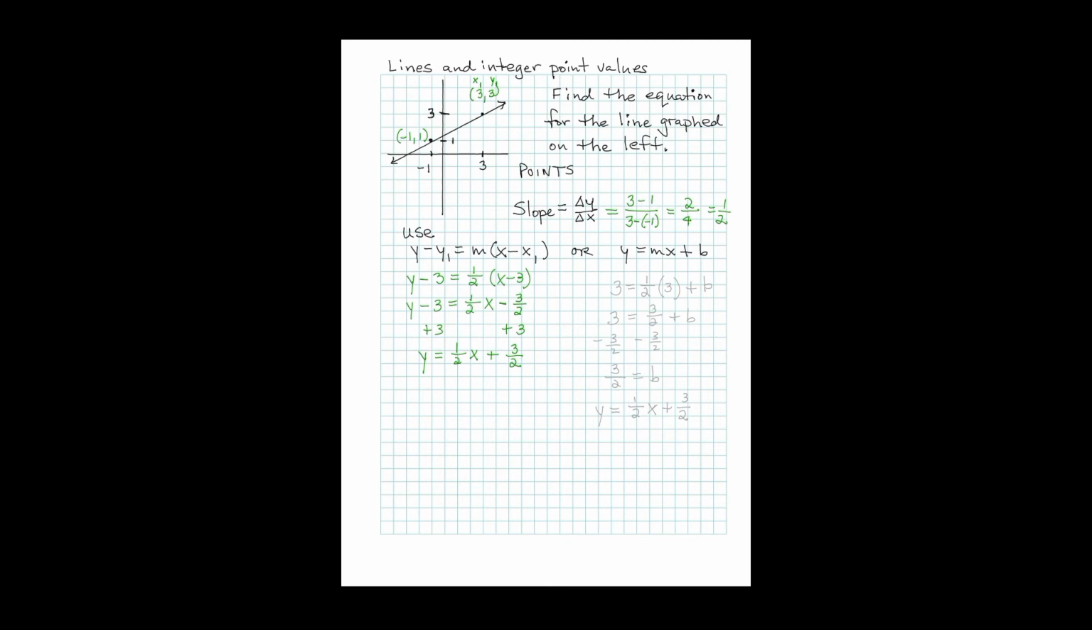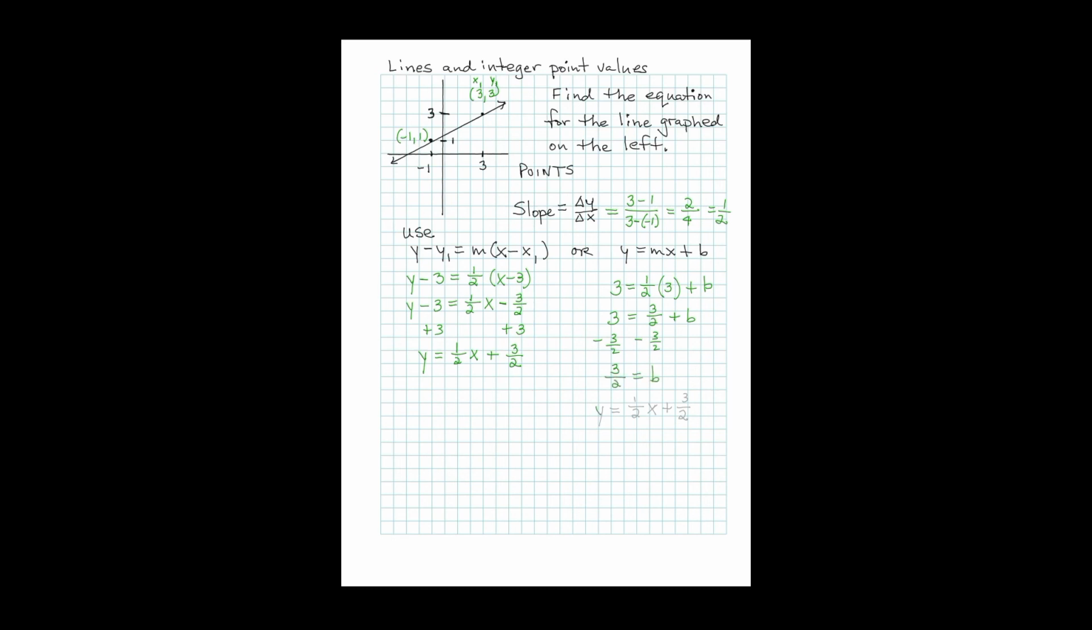Now you do have another option. You can always plug into y equals mx plus b if you have 1 point and you know the slope. Then you can figure out what the y-intercept is. So what I'm going to do is use that point (3, 3) again and plug in 3 for y, 1/2 for the slope, and 3 for x. And then the only unknown in the equation now is the b value. I get 3 equals 3/2 plus b, and then subtracting 3/2 from both sides, 3 minus 3/2 is 3/2.